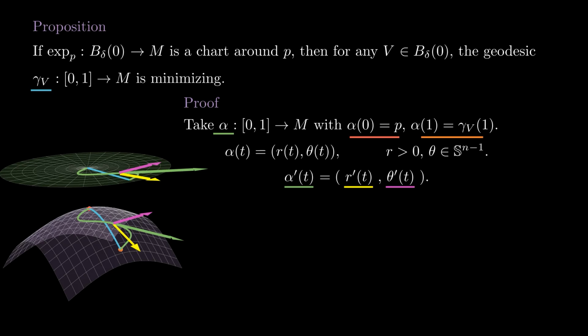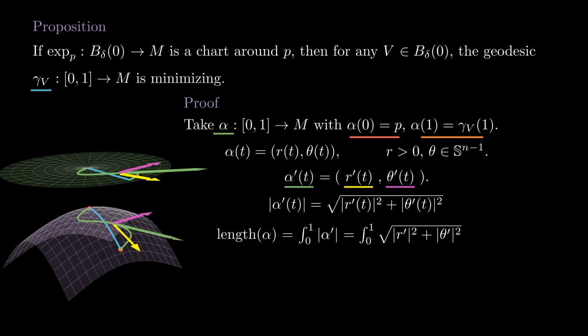When we take the velocity of alpha, it will have a radial component and a rotational component. By the Gauss lemma, these two are orthogonal, so the speed of alpha is the square root of the sum of the squares of the lengths of these two components. We use this to compute the length of alpha. This is going to be bounded from below by the integral of the norm of the radial component. This is also bounded from below by the integral of r prime, and by the fundamental theorem of calculus, this is nothing more than the final radial coordinate, which is precisely the norm of v. This happens to be the length of gamma v.